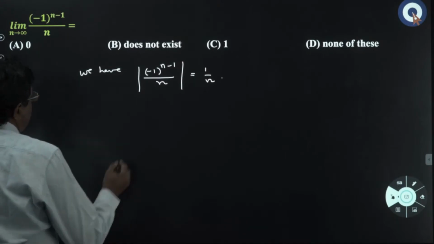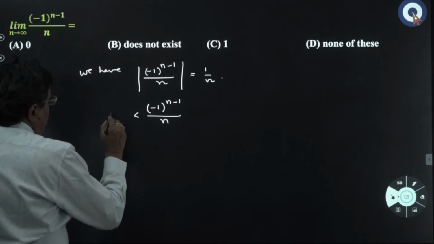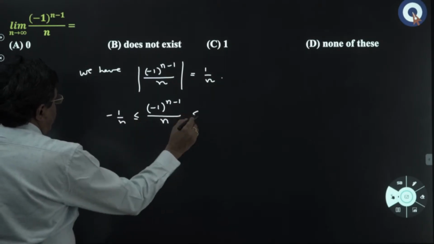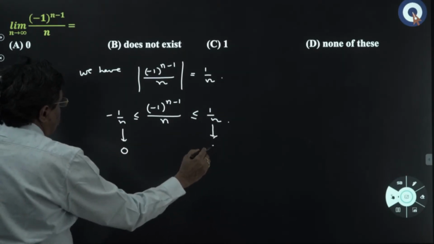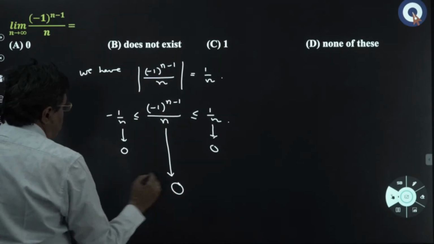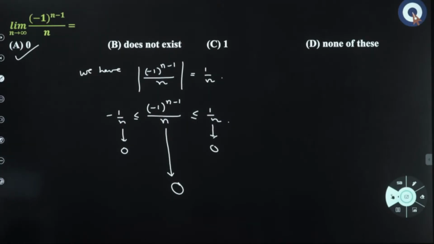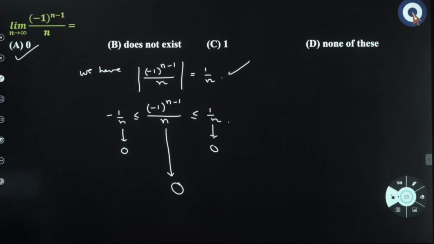So minus 1 whole to the power of n minus 1 by n lies between minus 1 by n and 1 by n. As n tends to infinity, this goes to 0 and this also goes to 0. Therefore, by sandwich theorem, this has to go to 0. So the answer is 0. It's an extremely nice problem, very simple. You have to just think of this point. Once that idea drops into the mind, there is no difficulty at all.